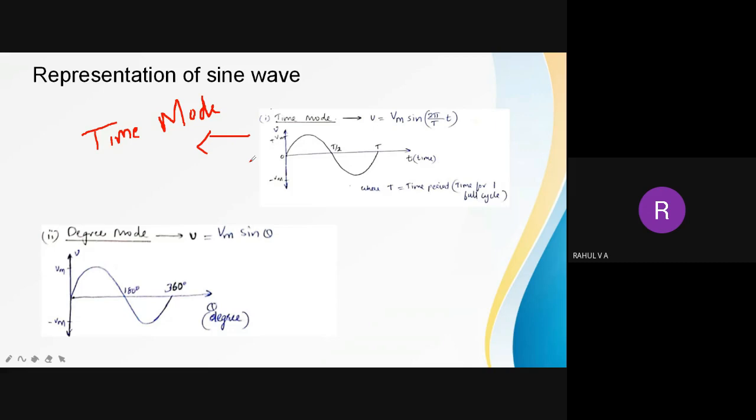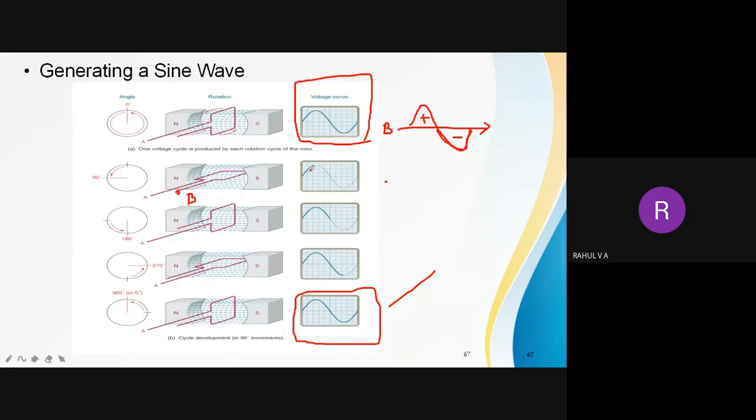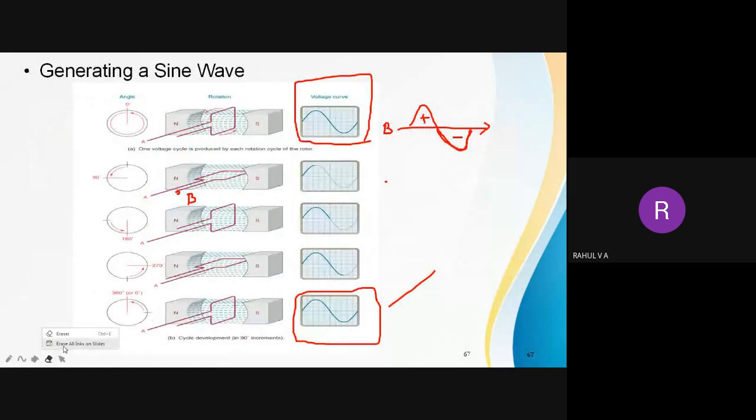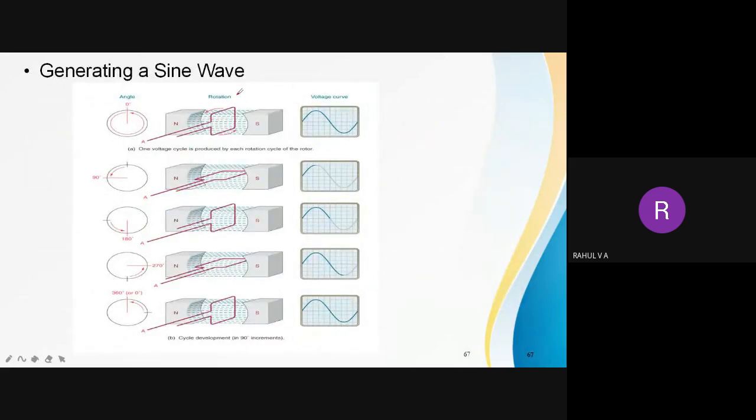So time mode, what happens is the waveforms are plotted with respect to time. How to plot a waveform with respect to time? So instead of degree, I am assuming this is 0, initially the time is 0. After 1 second, it rotates some 90 degrees. Again, after 2 seconds, it rotates 190 degrees.